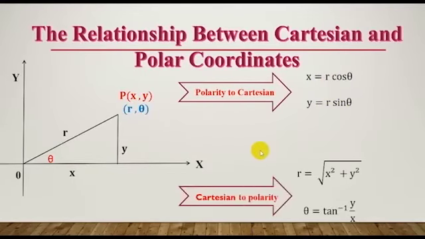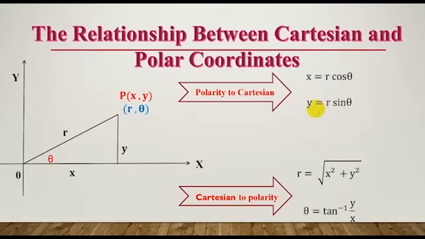If you look at the other face of the coin, we find that Cartesian coordinates means that you have x and y. To get r, you take the square root of x squared plus y squared, or if you want to get theta, that means tan inverse of y over x.